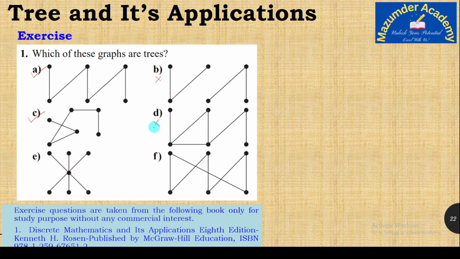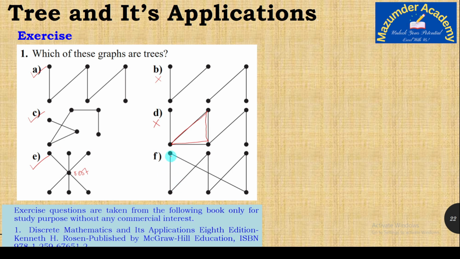D cannot be a tree because there is a cycle. A closed path exists between these vertices. So D cannot be a tree. E can be a tree, no problem. This will be the root. This can be a rooted tree, and there is no loop, no cycle, no multiple edge. So E is a tree.